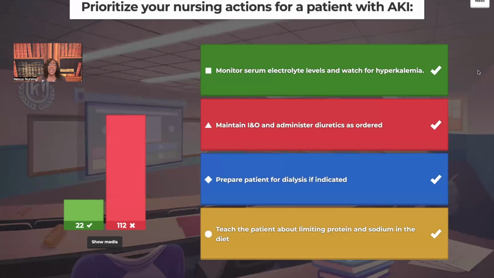After that, if you have to, because it hasn't worked, right? You gave that patient diuretics and it's not working. Unfortunately, patient's going to have to get dialysis. Prepare the patient for dialysis if indicated, right? If you have to, you got to do it. And last, this is always last, guys. Whenever you have to prioritize your actions, teaching is always last, because we never teach a patient until they're stable. You have to stabilize your patient first before you ever start any teaching.